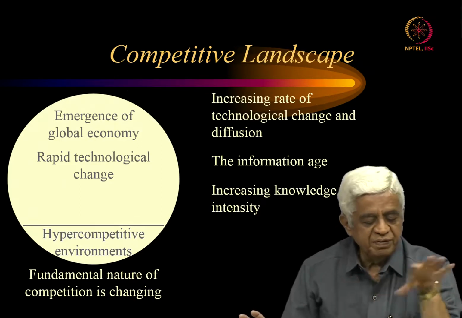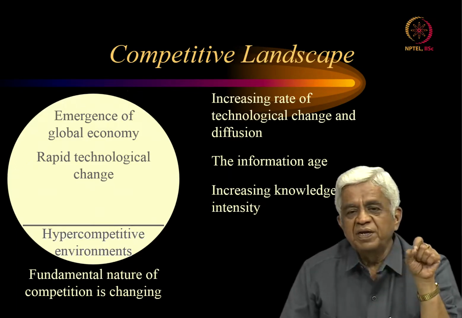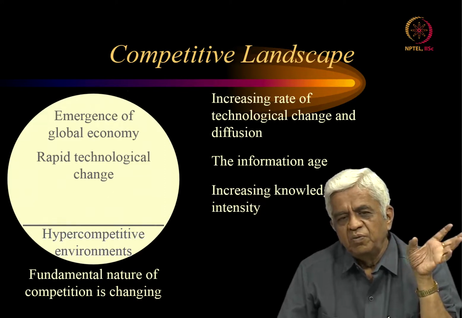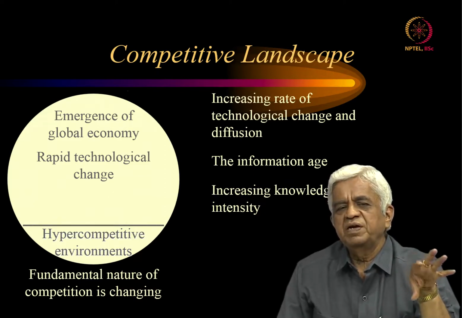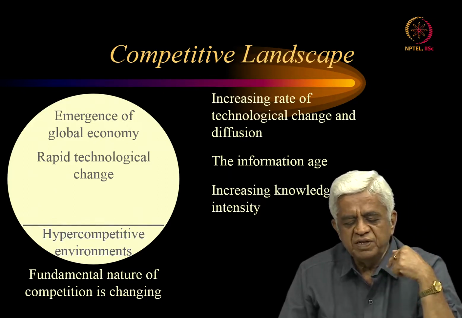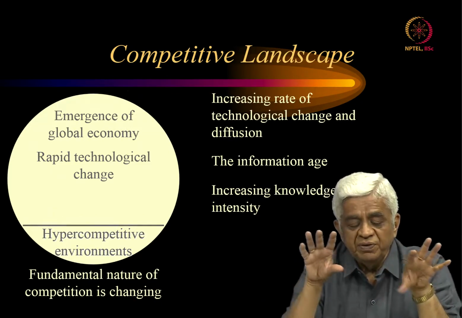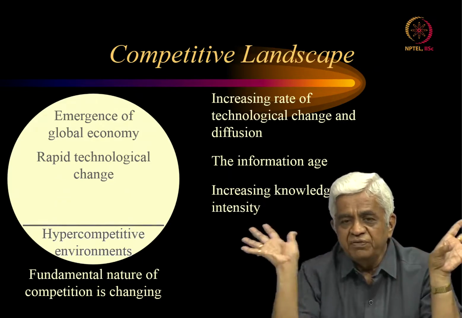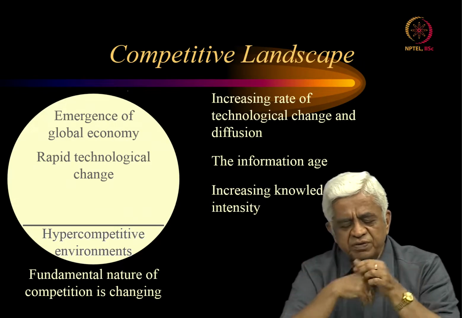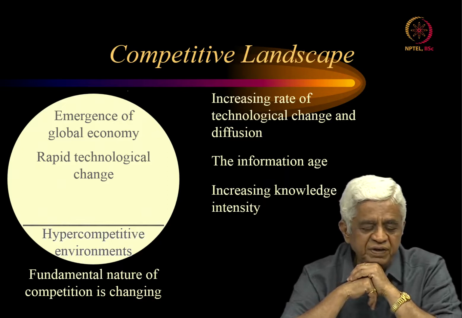Okay, whatever it is, the emergence of the global economy has brought in rapid technological change. What is the characteristic of this rapid technological change? It is the increasing rate of technological change and diffusion. Kindly note this. So, whatever you are doing in the technology, it is getting diffused very fast. That is being aided because of the information age and the increasing knowledge intensity.